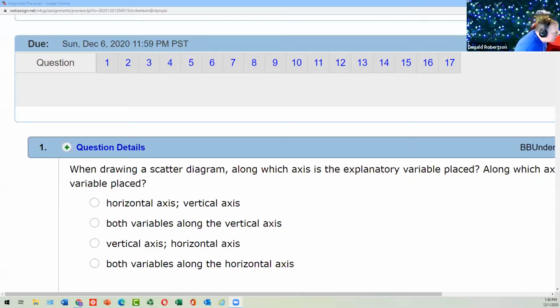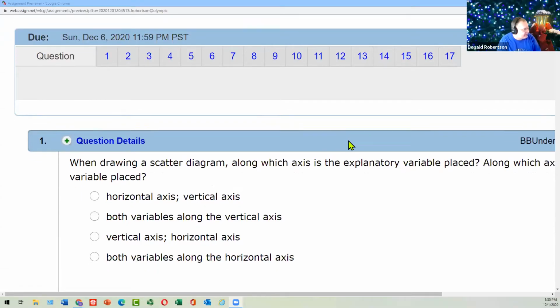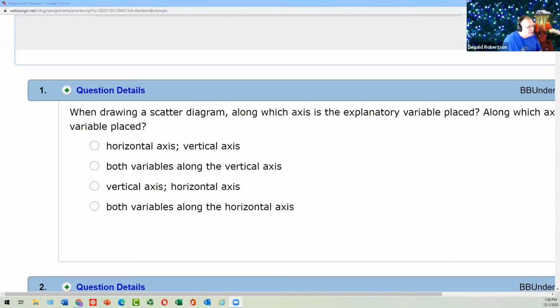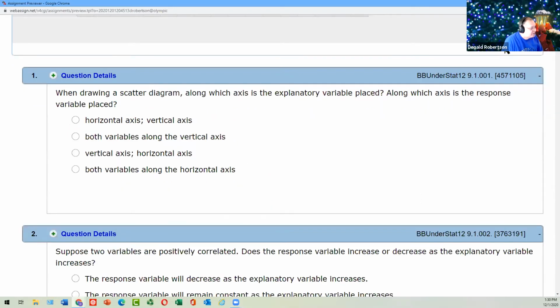Let's have a look at screen 2. Now, what we're looking at here is our first homework question. I think I've made that maybe just a little bit too big. When drawing a scatter diagram, along which axis is the explanatory variable and along which axis is the response variable? If you remember, that was the first question I gave today. So let me just phrase it slightly differently. What's the x-axis called?